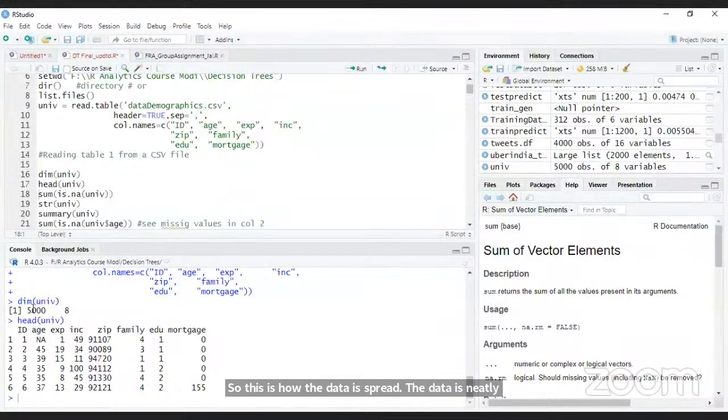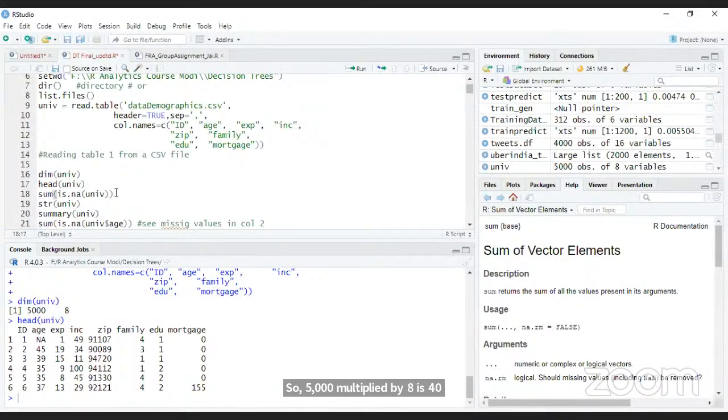Okay, we have 5,000 records and 8 columns, and some cell values are missing. So let us count the number of cells. We have 5,000 records and 8 columns, so 5,000 multiplied by 8 is 40,000 cells we have.